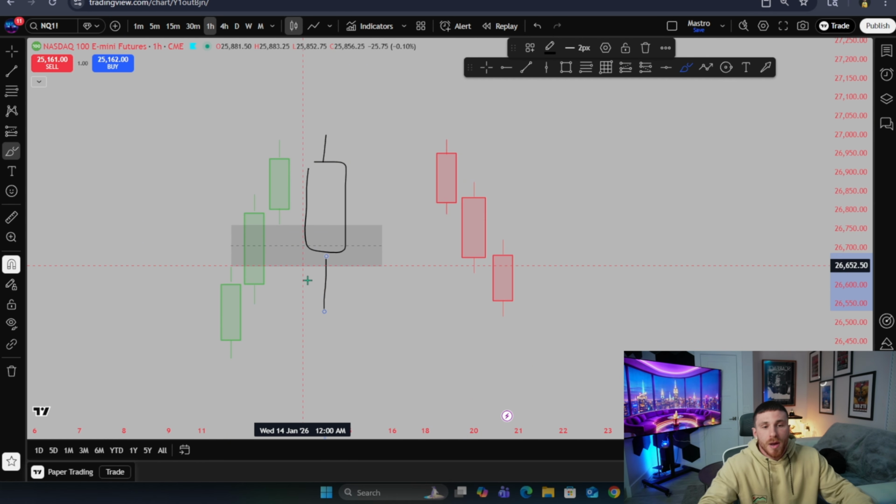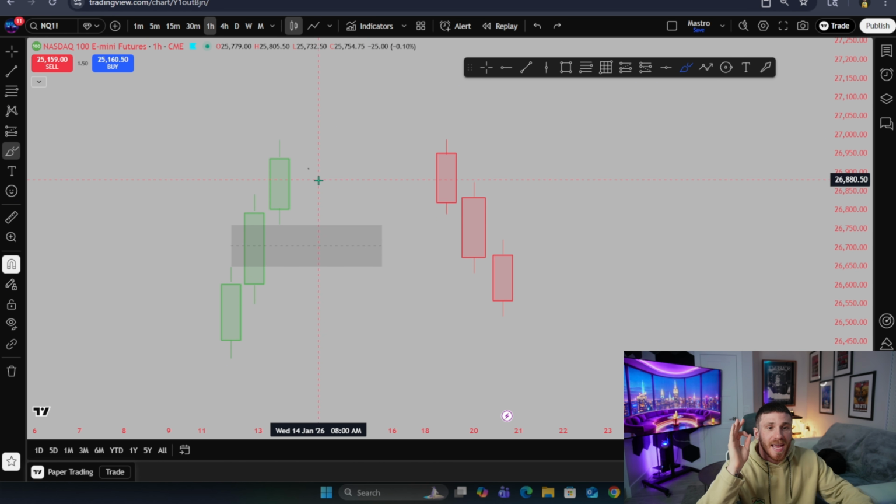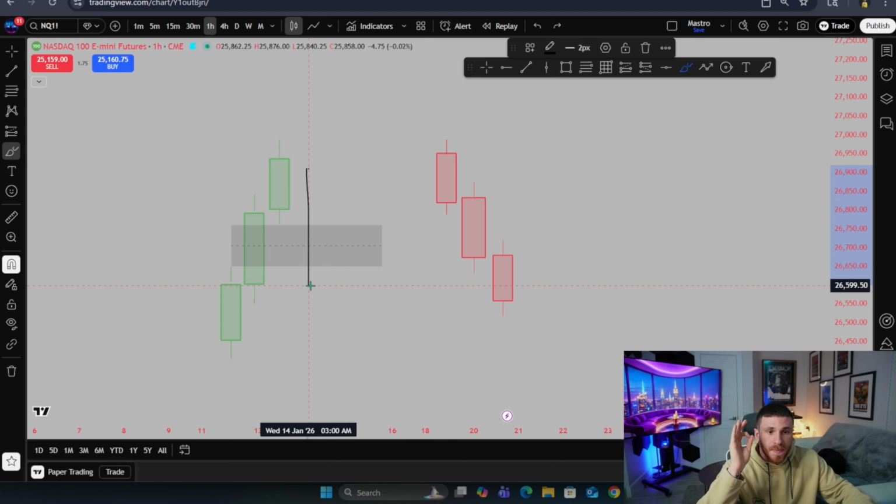Let's say price trades all the way down to this level, and this is why we always wait for a candle closure. Price trades all the way down to this level, and price all of a sudden, let's say we have 5 seconds left, comes back up, and the candle closes in the fair value gap that was created. Is this an inverse fair value gap? No. We have to have a candle closure below the bullish fair value gap.